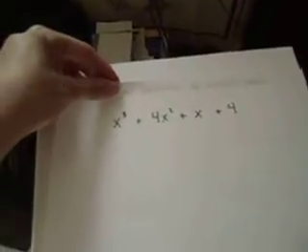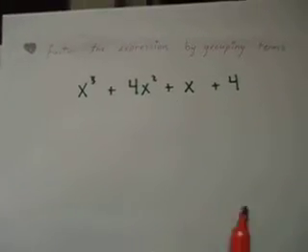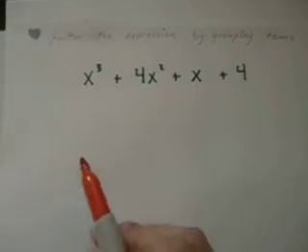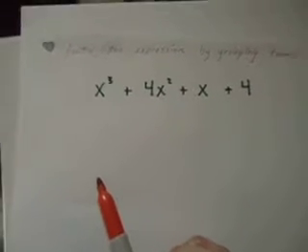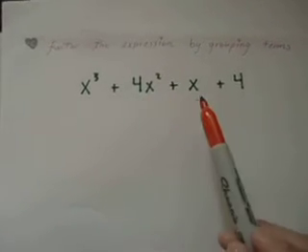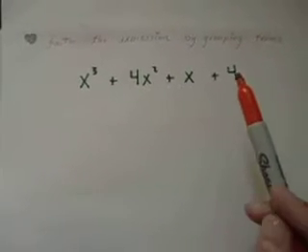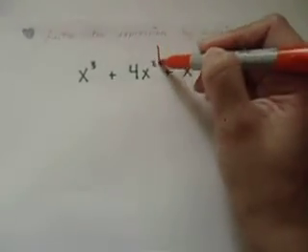The next problem that we are going to do is number 85, and that one has the same set of directions. We're going to factor completely by grouping, and right here we have 4 terms. The first one is x cubed, then 4x squared, then x, and then 4. So let's split this down the middle. Let's draw our line right down the middle. Once we draw the line, let's focus on one part.